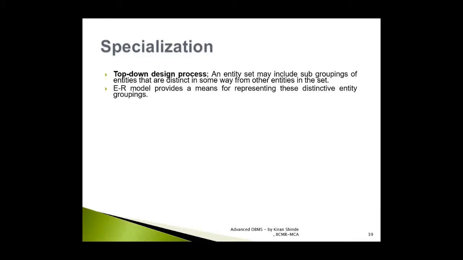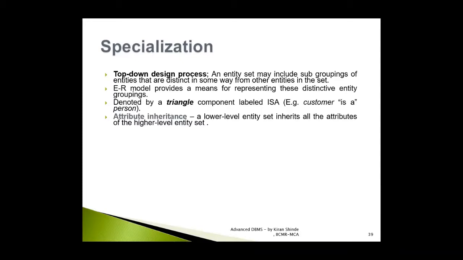The entity relationship model provides a means of representing these distinctive entity groupings. This distinctive entity grouping is denoted by a triangle component which is labeled as ISA, and it stands for "is a". Here I have taken one example. Suppose customer is an entity set, but customer is a person and that customer may be playing some other role. We will take some more examples.